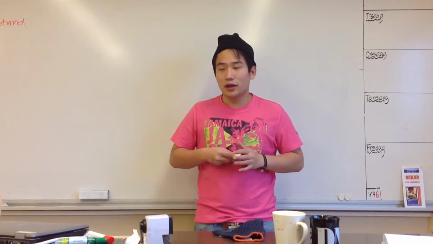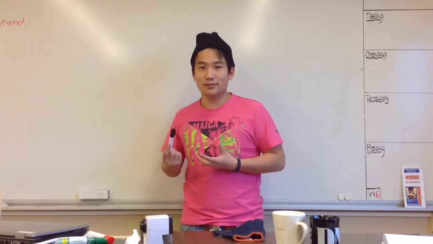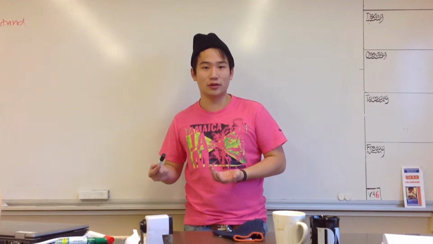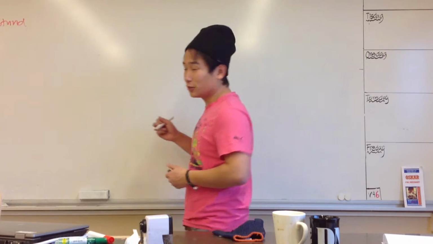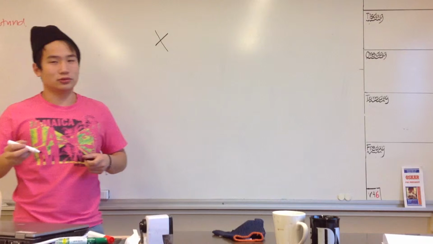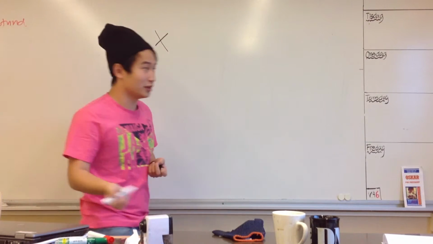Cardano's problem: if you take the number 10 and you divide it in two parts, and then you multiply those parts with each other, that should be equal to 40. So let's see. We have the first part as x, and the second part, yeah, we can call it 10 minus x.